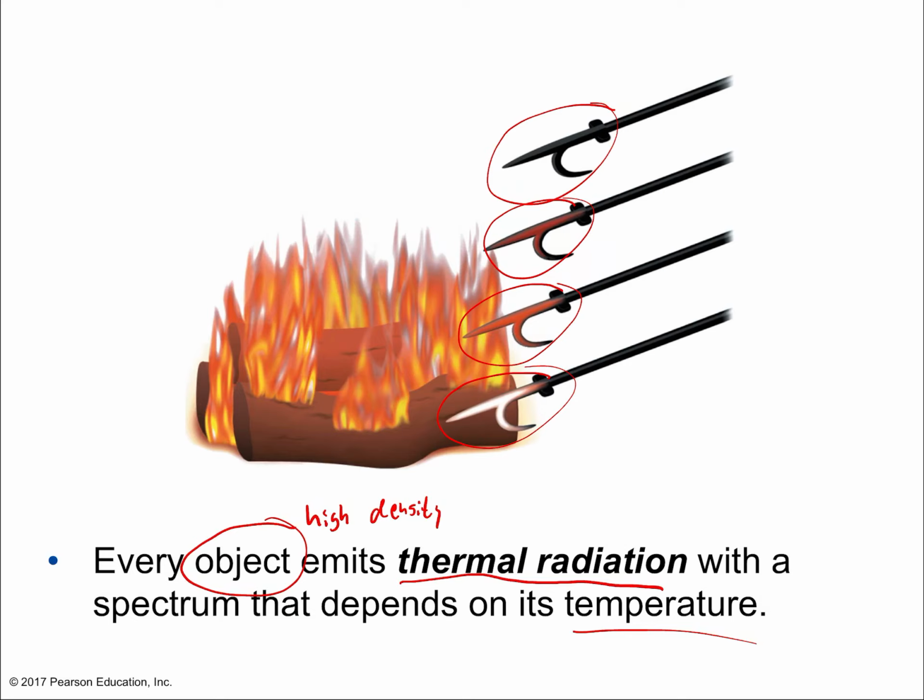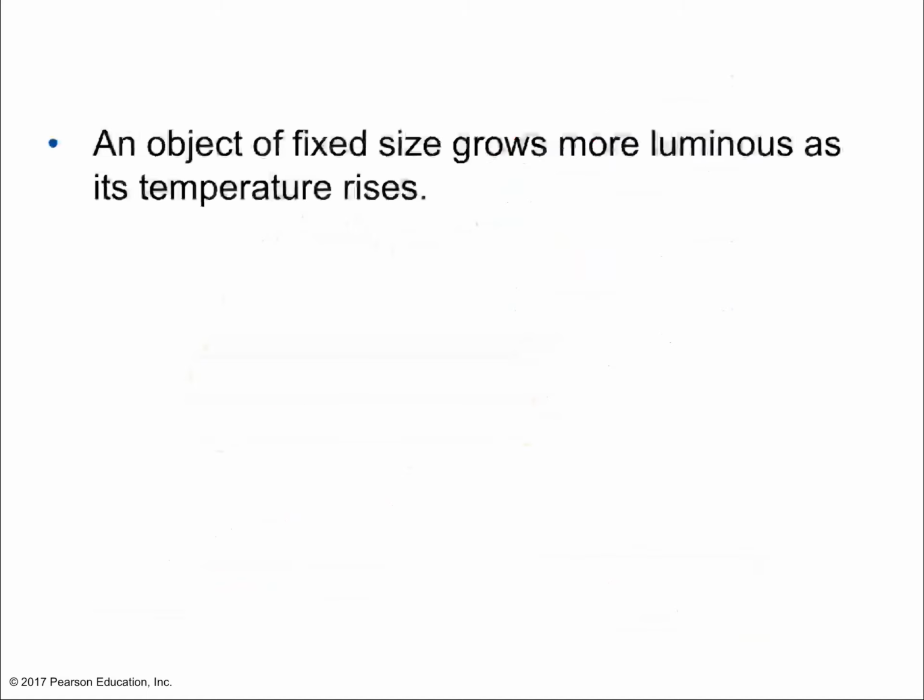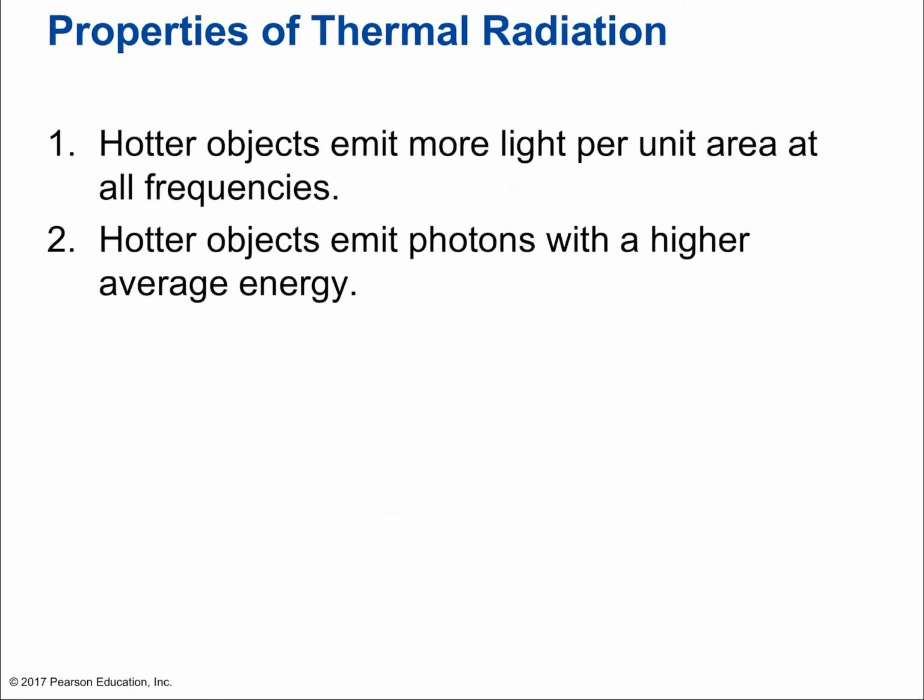Also, interesting thing, the color of the flames would not apply to thermal radiation. That's a chemical reaction. It is actually an emission of light, and as such, as a chemical reaction, it is definitely not thermal radiation. But the metal poker here is, okay? So, an object of fixed size grows more luminous as its temperature rises. Hotter objects emit more light per unit area at all frequencies, and hotter objects emit photons with a higher average energy, okay? So direct relationship there between heat and luminosity and heat and particular energy per photon.